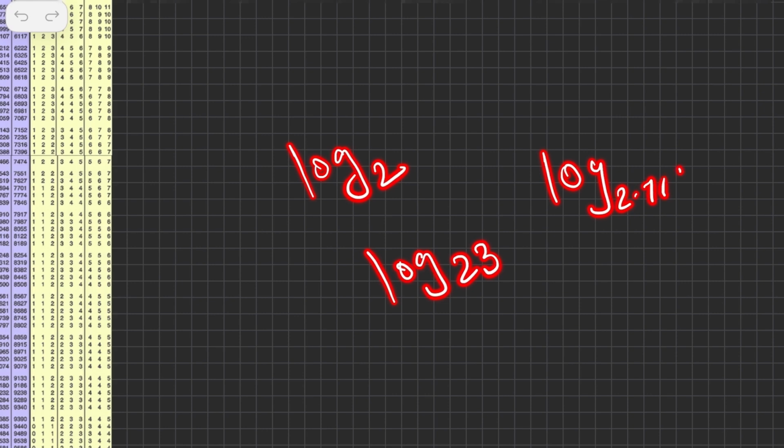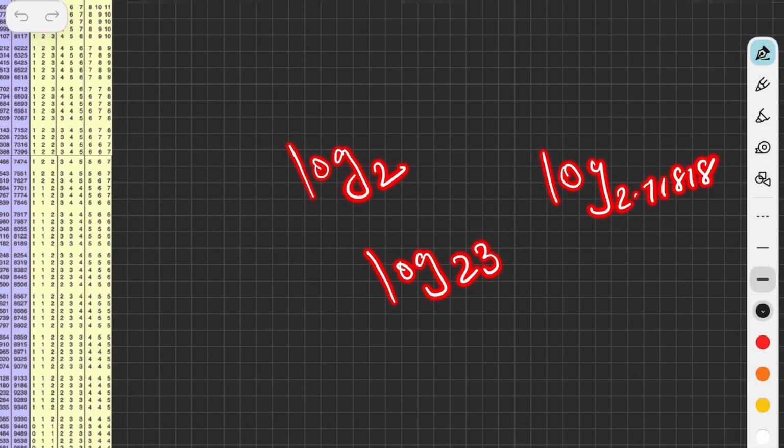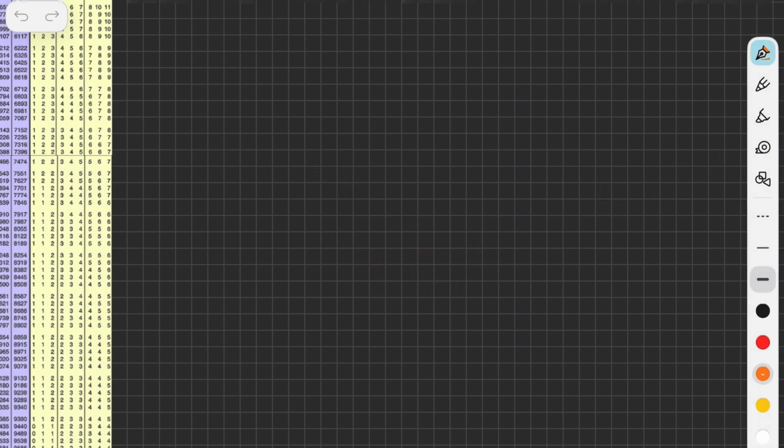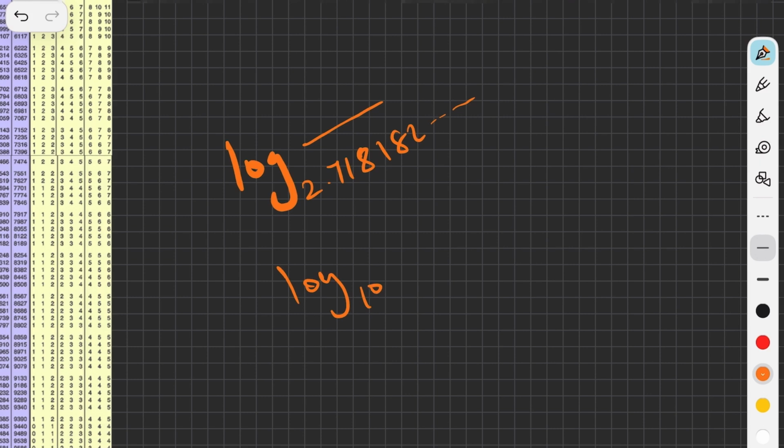But you can have bases of any value. You can have log to the base of 2, log to the base of 23, log to the base of 2.718182. All these numbers are possible. You can have log of some number to the base of 2.718182 and so forth. You can have it to the base of 10 as well. Whenever we write the base 10, you can write 10, but if you do not write it, it is implied that it is to the base of 10.